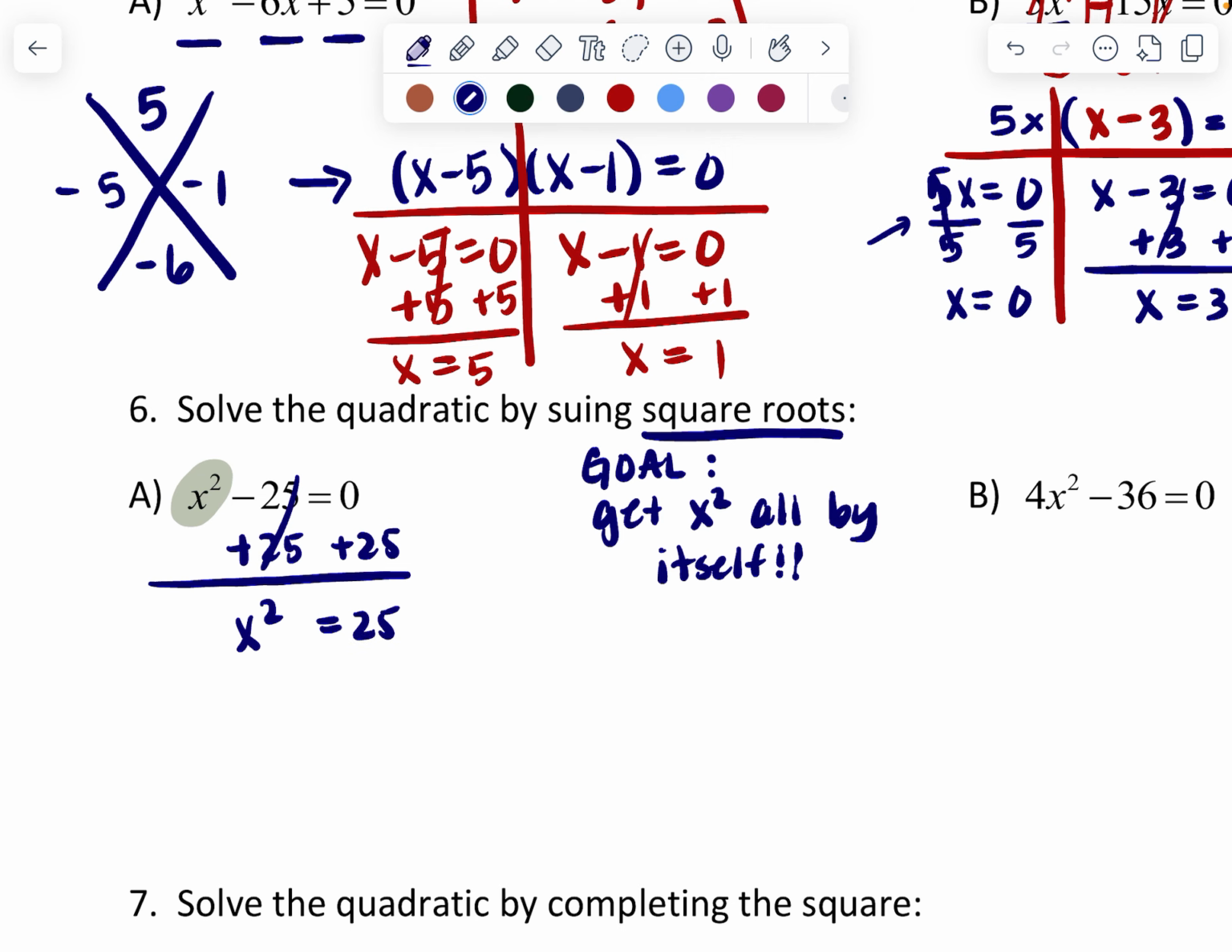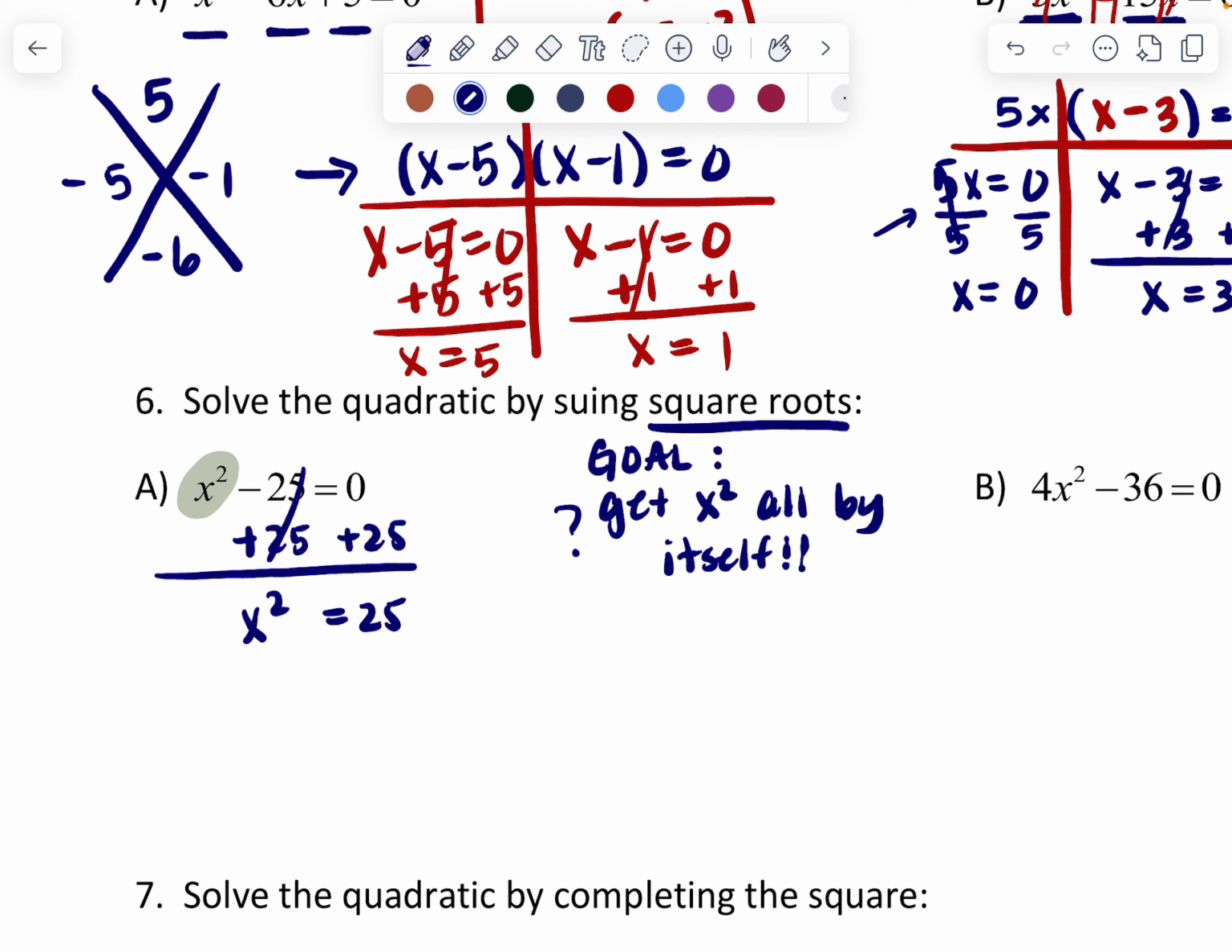Okay, now did I achieve the goal? Did I get the x squared all by itself? Yes, I did. It's all by itself on the left-hand side. Now, to get rid of an x squared, you take the square root, but what I do to one side, I do to the other. And you guys remember, a square and a square root are going to cancel each other out, and you're going to get x equals, the square root of 25 is 5.